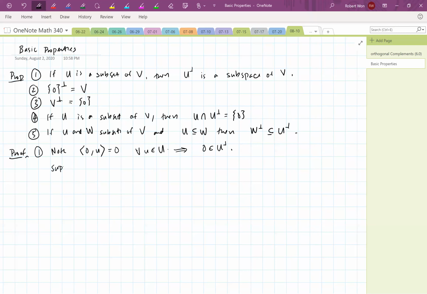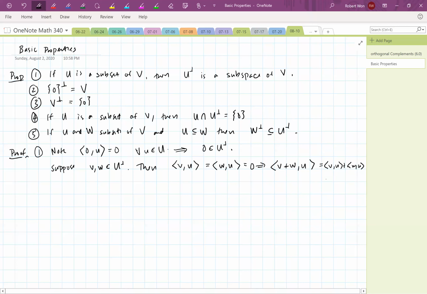Okay, now suppose that v and w are both in U perp. I need to show that U perp is closed under addition, so I need to show that v plus w is in U perp. To say that v and w are in U perp just means that if you take the inner product with u, you get zero. Which will mean if you take the inner product of v plus w with u and use linearity in the first slot, this is equal to zero. So the inner product of v plus w with u is zero. That means that v plus w is in U perp. So it's closed under addition.